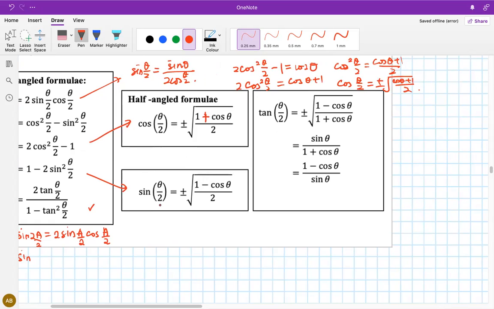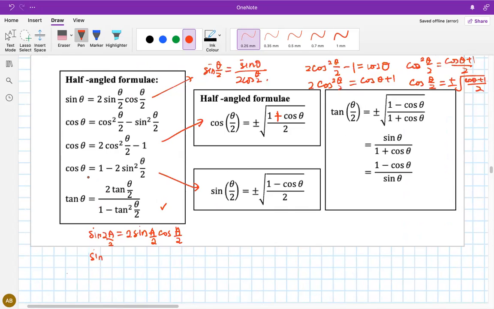So cos theta over 2 is plus or minus the square root of 1 plus cos theta over 2. And then sine theta over 2 is the square root of 1 minus cos theta over 2. This one is also derived from the formula cos theta equals 1 minus 2 sine square theta over 2. You move the terms like this, these two interchange places, so you get 2 sine square theta over 2 equals 1 minus cos theta. To find sine square theta over 2, divide by 2 on both sides, so you get 1 minus cos theta over 2.